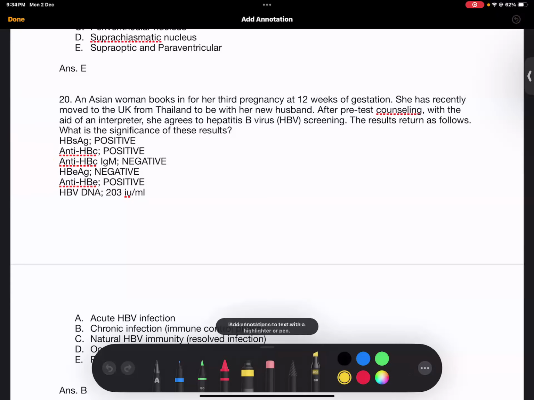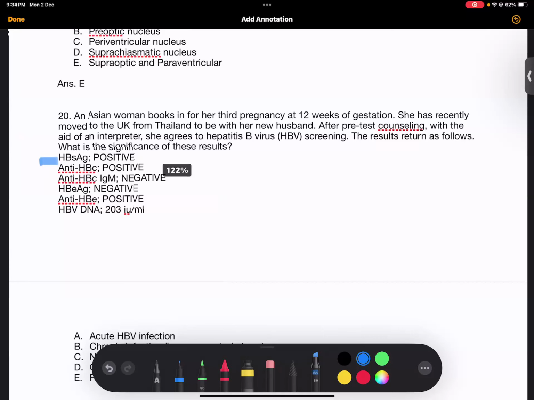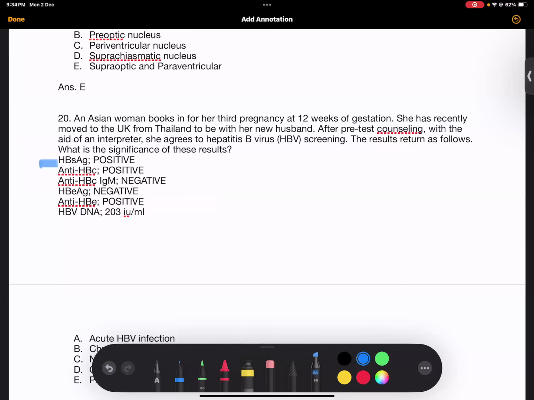Okay. So first you see the result. The first is HBs antigen positive. Okay, so we have discussed in our previous lecture that whenever you see that this HBs antigen is positive, it means there is an infection either in the form of acute or in the form of chronic. Okay, so just step by step, see all these parameters.